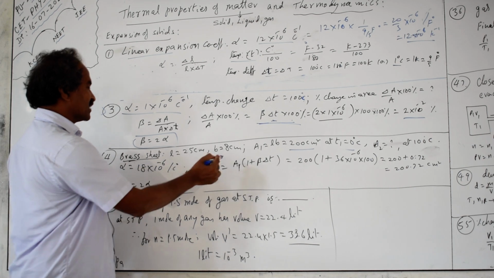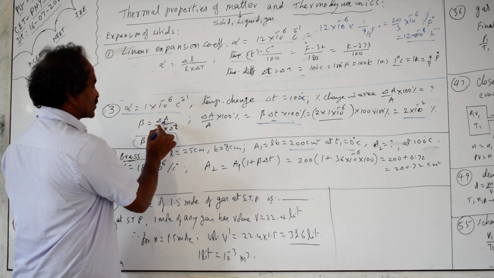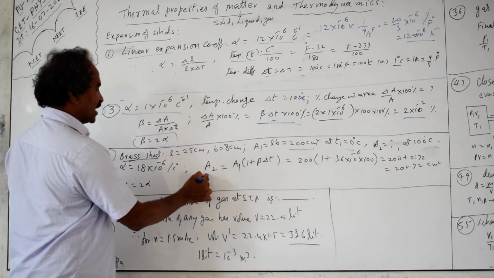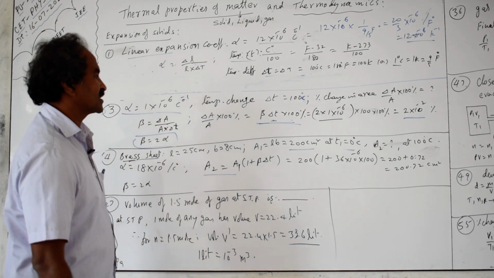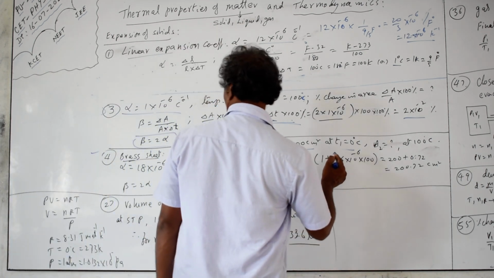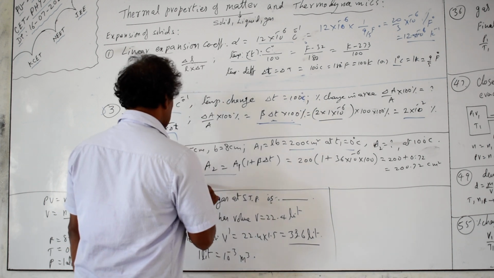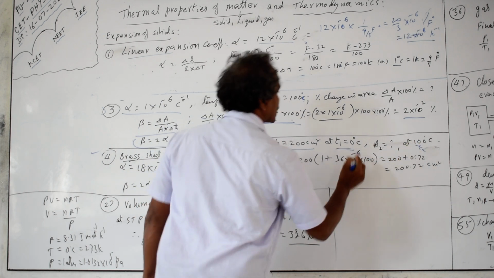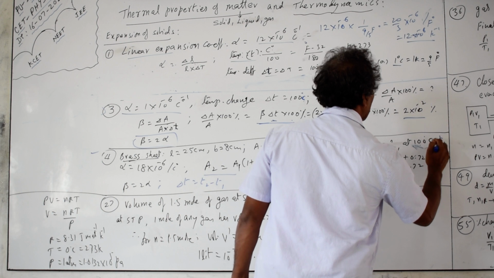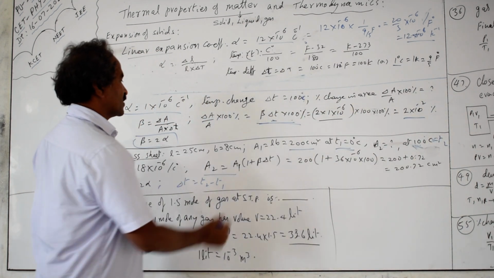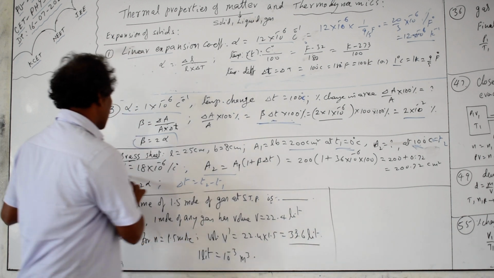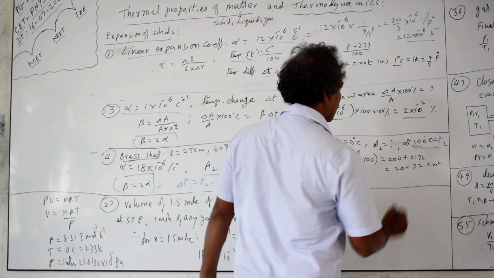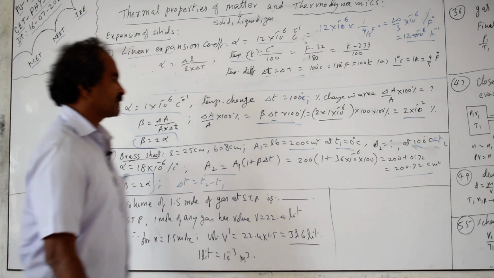Next, the sheet's initial area is given and you are asked to find the final area. So delta A by A1, that is (A2 minus A1) by A1, equals beta into delta T. Solving for A2, the final area, A2 equals A1 times (1 plus beta into delta T). The change in temperature delta T is T2 minus T1. T2 is 100 degrees centigrade and T1 is 0 degrees centigrade, so 100 minus 0 is 100 only. So delta T is 100. Beta is not given; you are given alpha. Beta means 2 times alpha. On calculating, the result is 200.72 square centimeters.